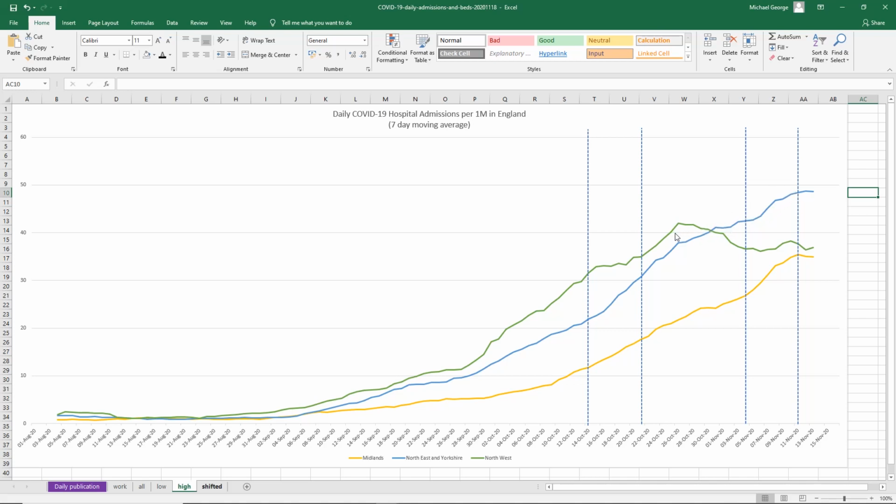The northwest in green is basically the one area where you do see a very discernible drop in the number of cases, number of hospitalisations. And this was apparent from about 12 days after the tier system being introduced in Liverpool.